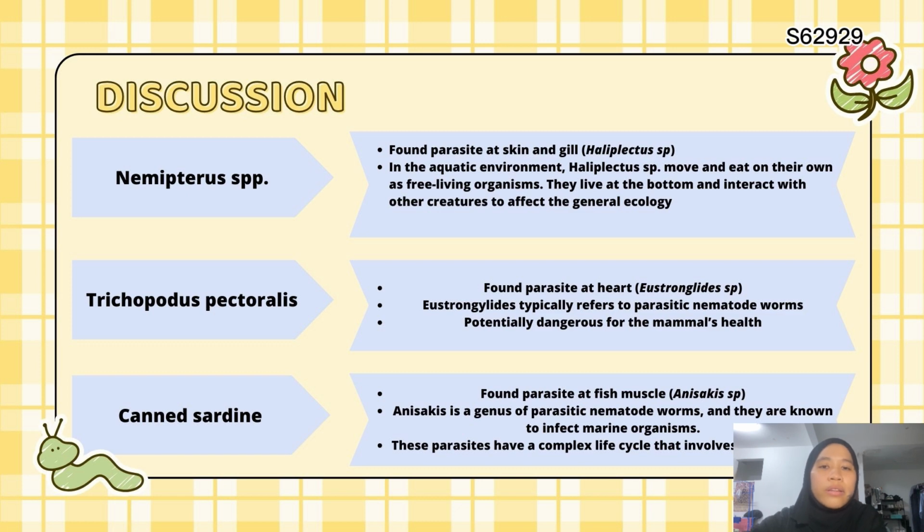In canned sardine, a parasite was found at the fish muscle, Anisakis species. Anisakis species is a genus of parasitic nematode worms, and they are known to infect marine organisms. These parasites have a complex life cycle that involves multiple hosts.